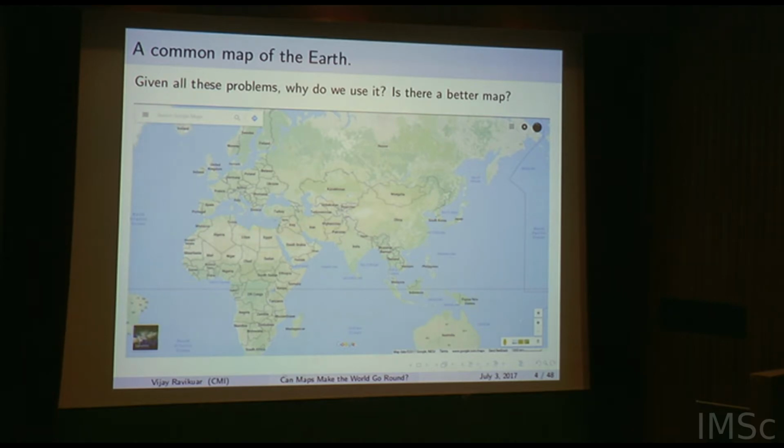I mean, these seem like pretty significant problems with the map. All of Russia and China fit into Africa, but it doesn't look that way. And it's pretty hard to figure out how you'd want to plot an efficient course from one point to another. So given these problems, why do we even use the Mercator?